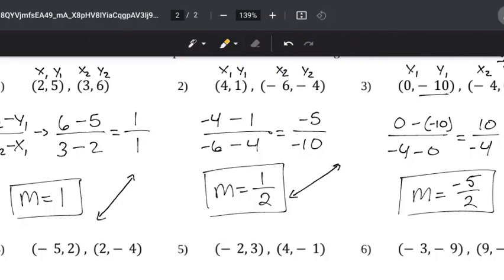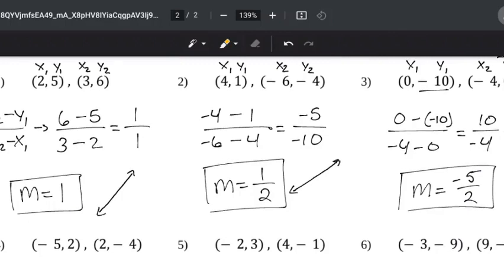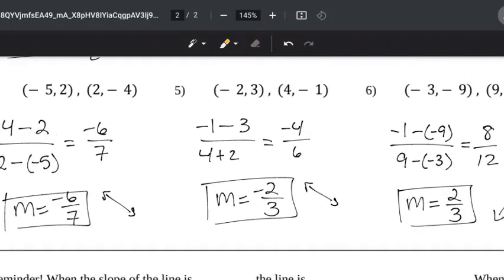All right, so go ahead, take a few minutes here to try 4, 5, and 6. Pause the video now, try them out, and then click play when you are ready to reveal those answers. Okay, welcome back.